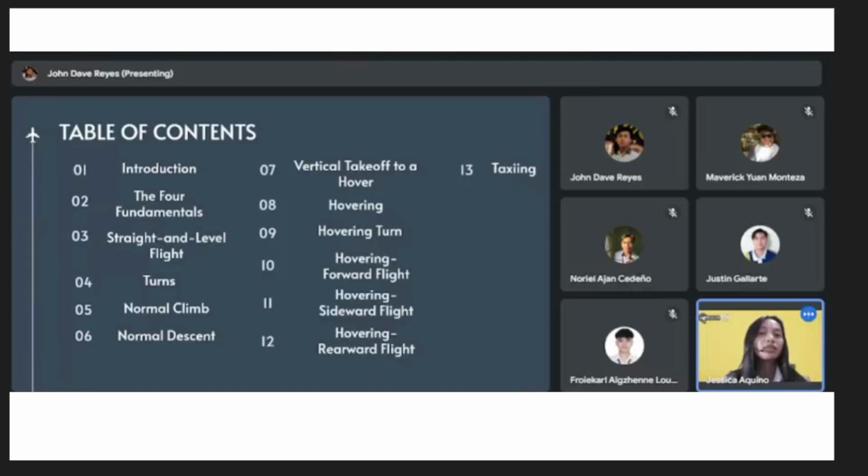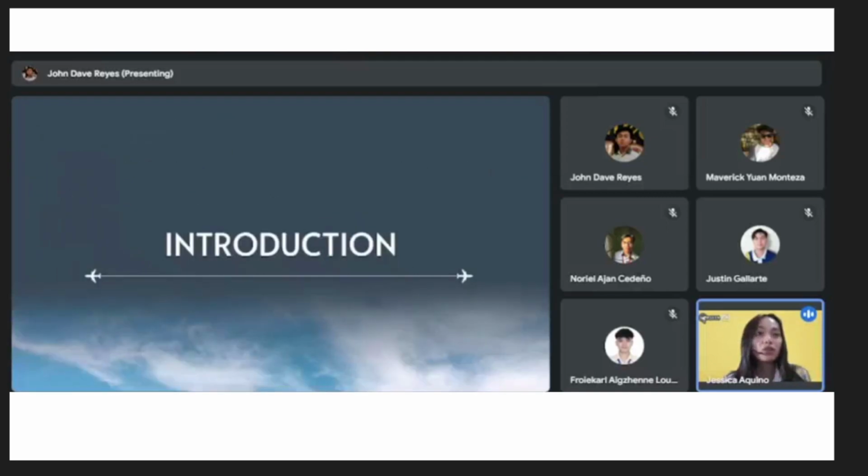flight, fourth, turns, fifth, normal climb, sixth, normal descent, seventh, vertical takeoff to a hover, eighth, hovering, 9. Hovering turn, 10. Hovering forward flight, 11. Hovering sideward flight, 12. Hovering rearward flight, and last is taxiing. Next slide please. And for our first reporter, we have Mr.